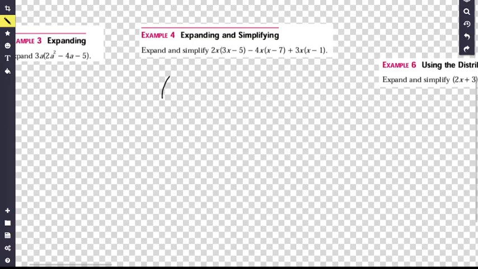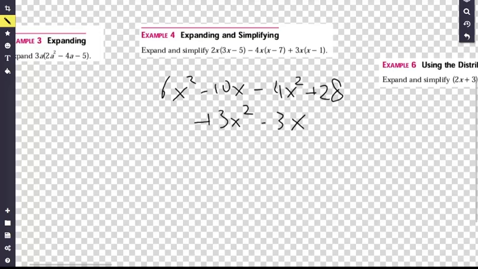So when you have this, you will have 6x squared minus 10x, and then you have minus 4x squared plus 28 plus 3x squared minus 3x. And now you collect all the terms and say, oh, that's negative 2, 5x squared, and then negative 13x plus 28.